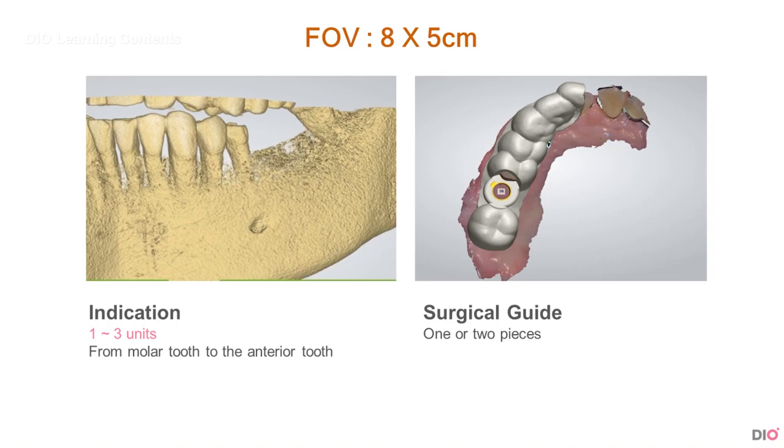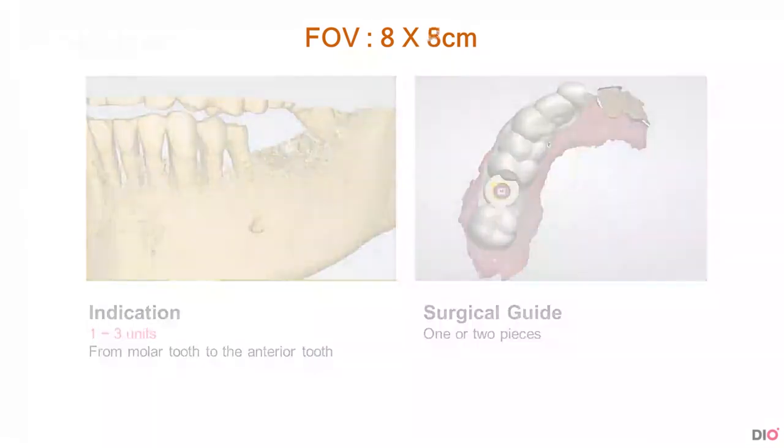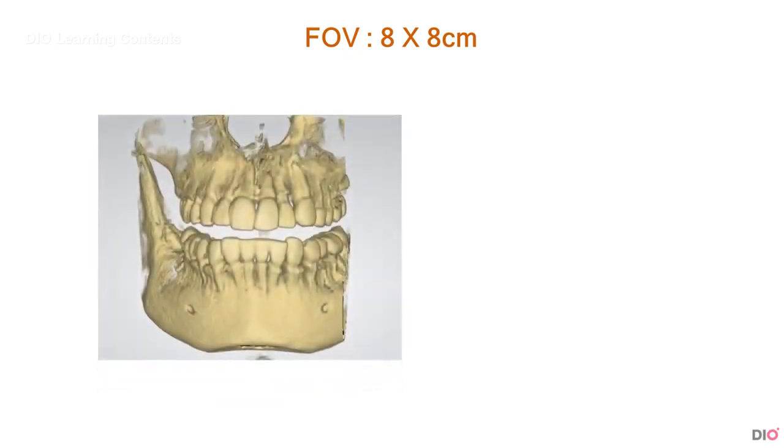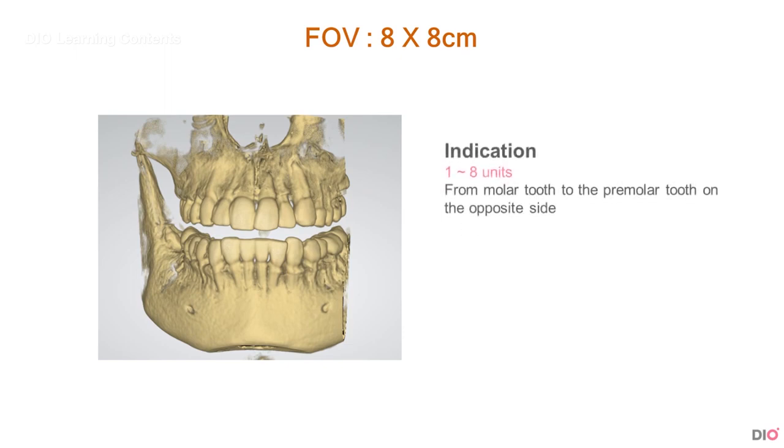Next is the FOV size of 8 by 8. This scans from one molar tooth to the premolar tooth on the opposite side. It is possible to be applied for the case of up to 8 teeth. However, if the implant needs to be placed on both molars, you need to make 2 surgical guides.